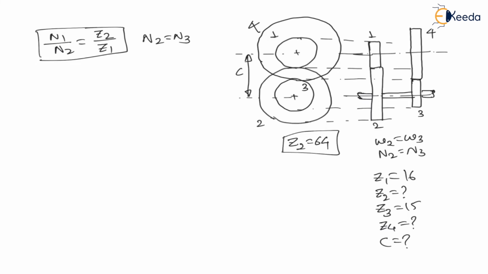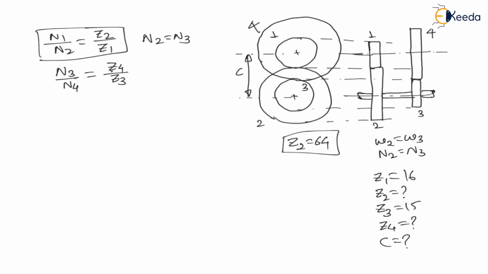And what is the speed ratio in the third stage, that is we can say N3 divided by N4. Gear ratio N3 divided by N4 is nothing but Z4 divided by Z3, because 3 and 4 are in mesh. Therefore, we can write N3 divided by N4 is equal to Z4 divided by Z3. Now, my dear students, our target is to find this Z4. We need to find this Z4.